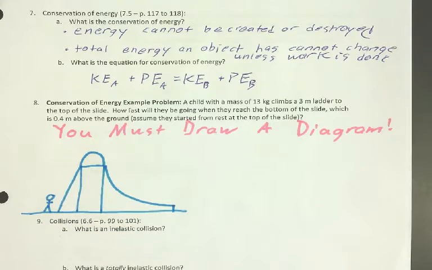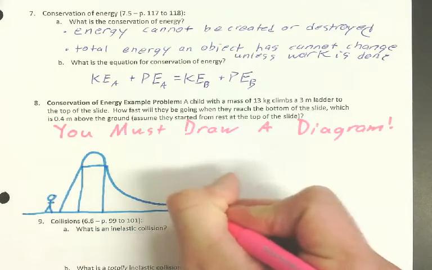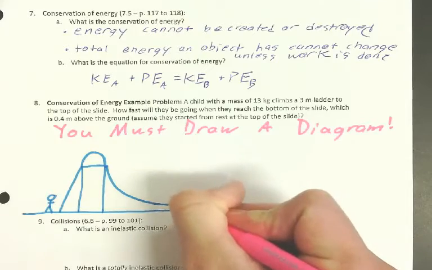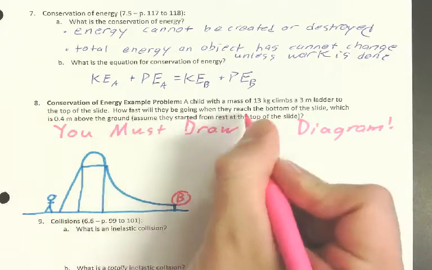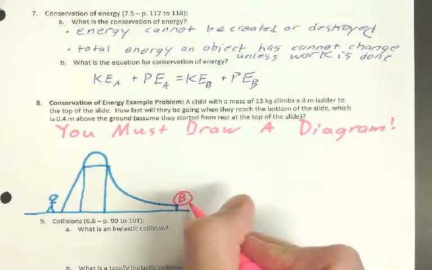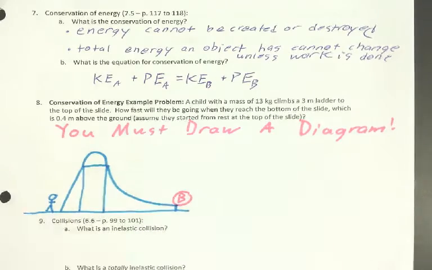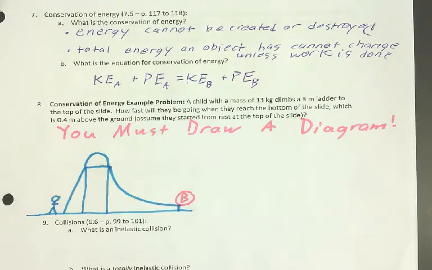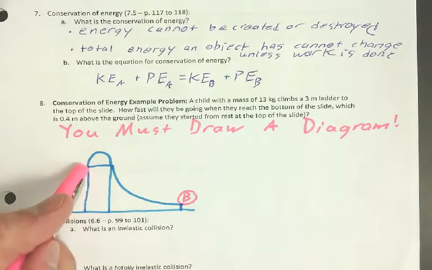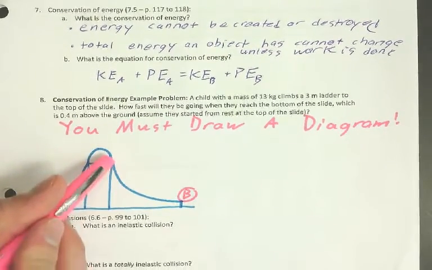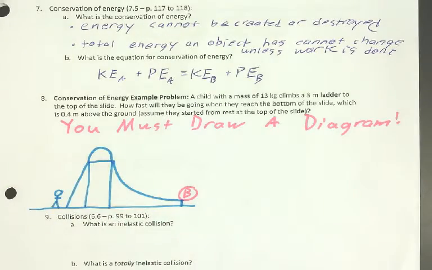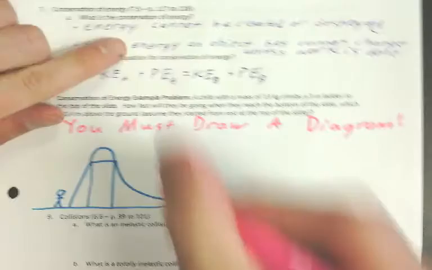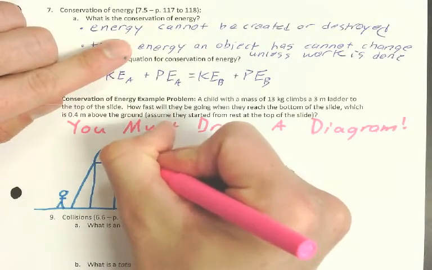Now, it's pretty obvious to me where B is. B is at the bottom here. And the reason that's obvious to me is because it wants to know how fast are they going at the bottom. So I need to have that be my ending point, B. But do I want A to be at the bottom of the ladder or at the top? Well, at the bottom of the ladder, no work has been done, so there's no energy. When the kid climbs the ladder, they do work to give them energy. So at the top, they'll have energy, and that energy will turn into a different form of energy at B. So I'm going to call the top of the ladder A.